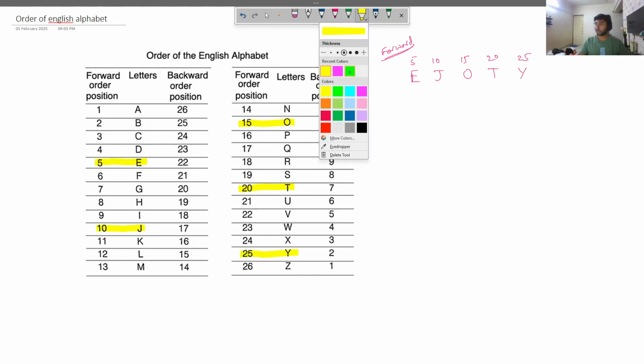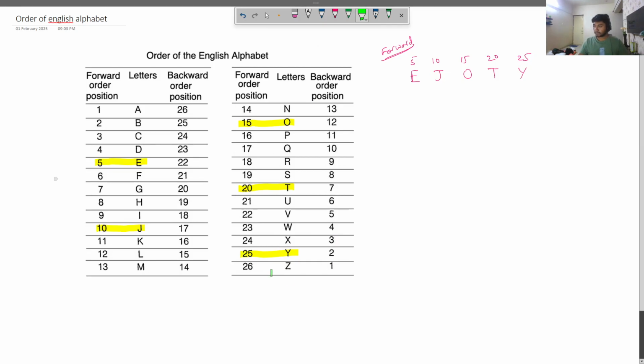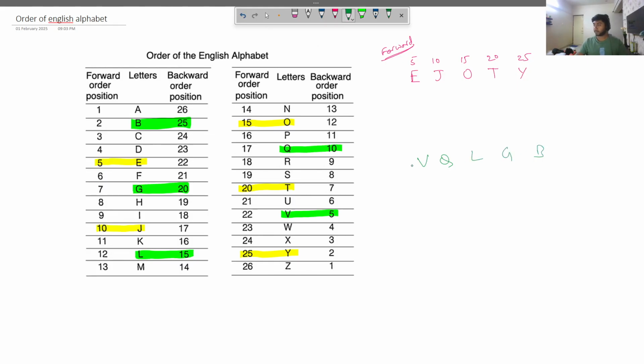And if we look from the backward, then V is my fifth letter, Q is my 10th letter, L is my 15th letter from the backward, G is my 20th letter from the back, and B is my 25th letter from the back. So that would be V, Q, L, G, B. That is my 5th, 10th, 15th, 20th, and 25th letter from backward.